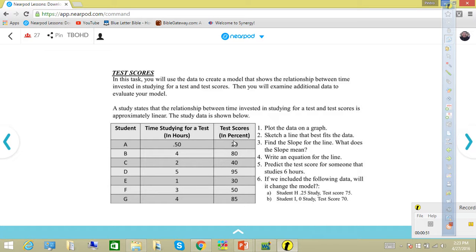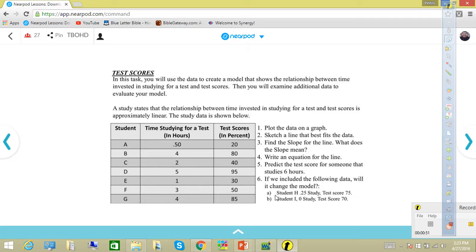Once you're done copying the table, look at the steps to the right of that. Number 1, plot the data on a graph. Number 2, sketch a line that best fits the data. Number 3, find the slope of the line. What does the slope mean? Number 4, write an equation for the line. Number 5, predict the test scores for someone that studies 6 hours. And number 6, if we include the following data, will it change the model?